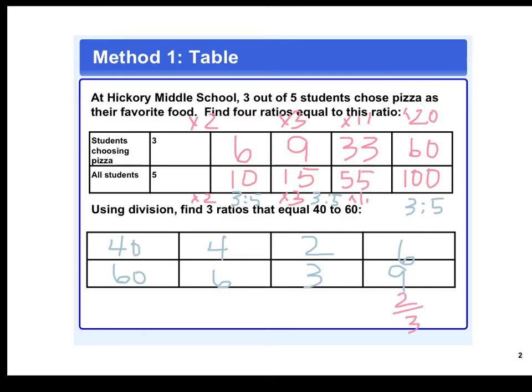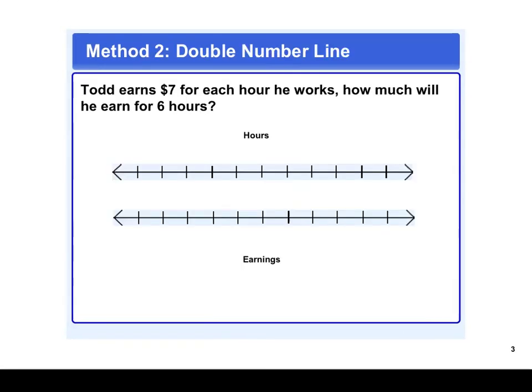If I divide 40 and 60 both by 20, I'm going to get 40 divided by 20 is 2. 60 divided by 20 is 3. So they are equivalent ratios because they both can be reduced to the same number.